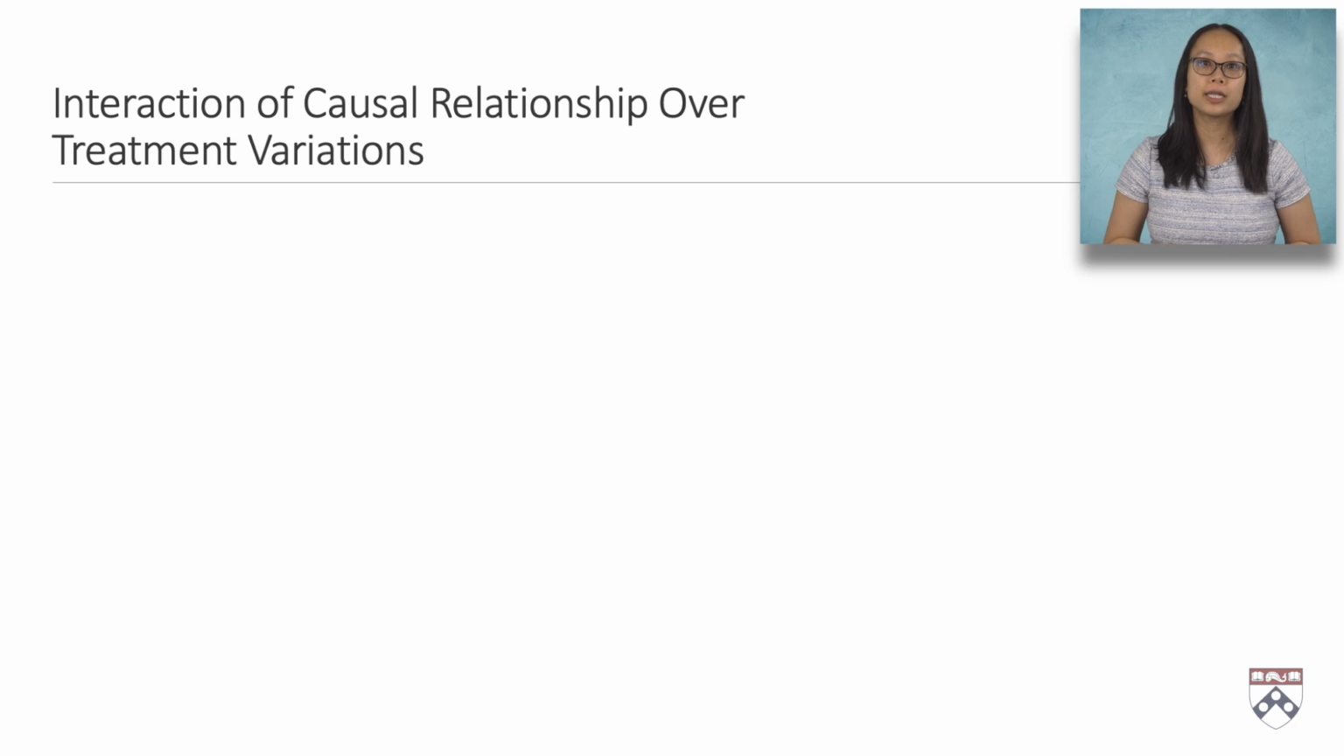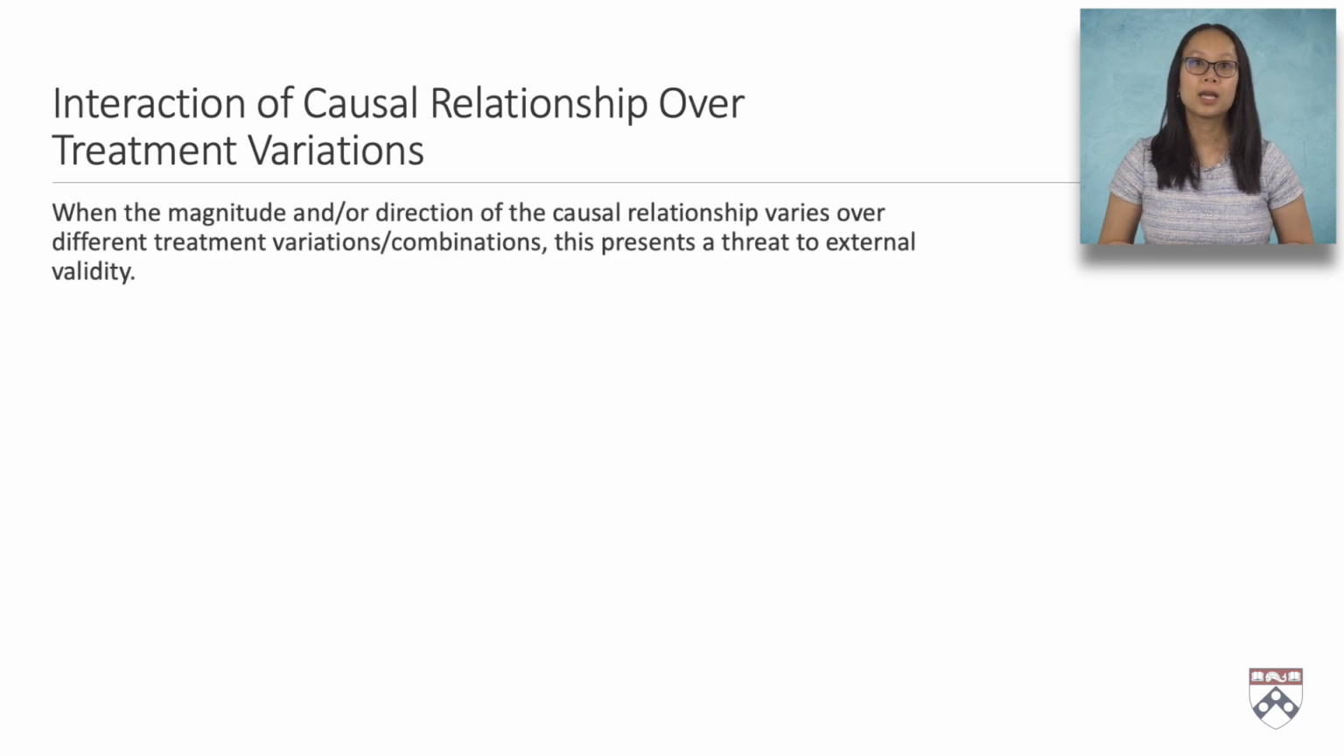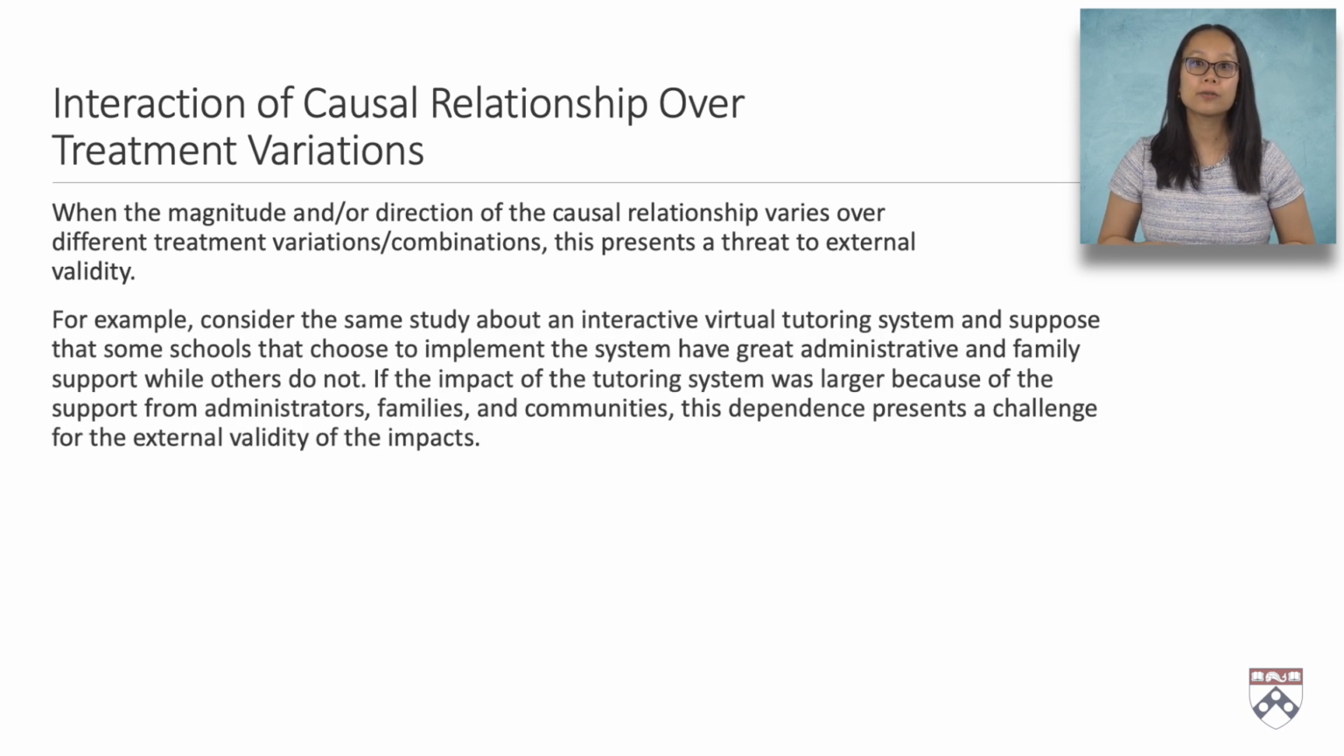Another threat to external validity refers to the interaction between the causal relationship and possible variations of the treatment. So when the magnitude and/or direction of the causal relationship varies or changes over different treatment variations and combinations, then this presents a threat to external validity. So in the same study about the interactive virtual tutoring system, suppose that some schools that choose to implement the system have great administrative and family support, while others do not. And if the impact of the tutoring system was larger because of the support from administrators, families, and communities, then this dependence presents a challenge for the externality of the impacts, since the contextual factors, namely here support from administrators, families, and communities, might not be the same across different types of schools and institutions.